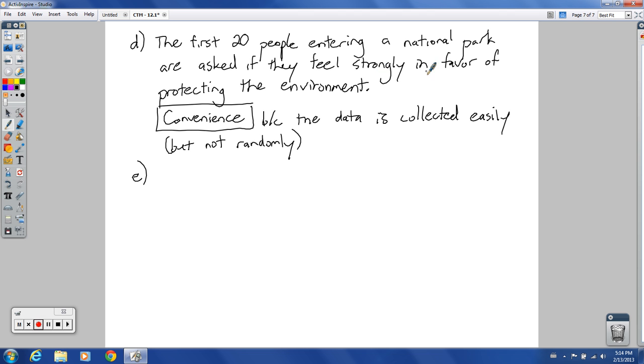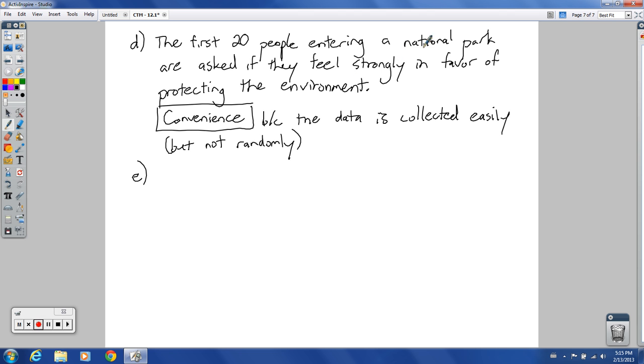People that are going to a national park, I would say in general, are going to want to protect the environment because they're going to a place where it is protected and they appreciate that. And so I don't think that's necessarily the best way to choose, or to take a survey of 20 people if you're trying to get a true representation of how the entire population of the United States feels. Am I in favor of protecting the environment? Yes, I love national parks.